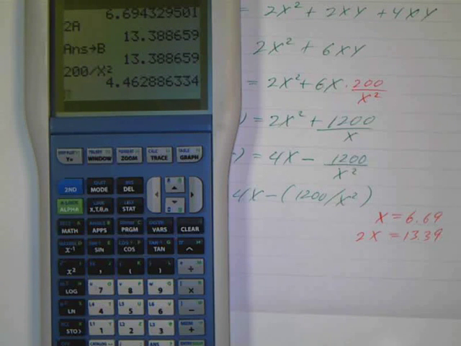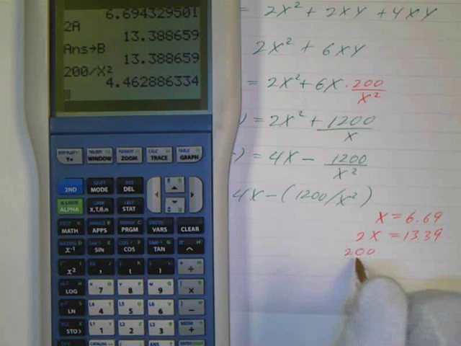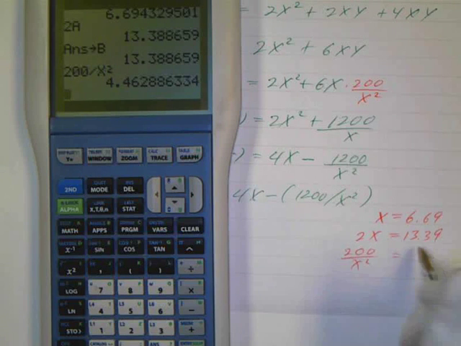So that's going to be 200 over x squared equals 4.46. So there's your width, there's your length, and there's your height.